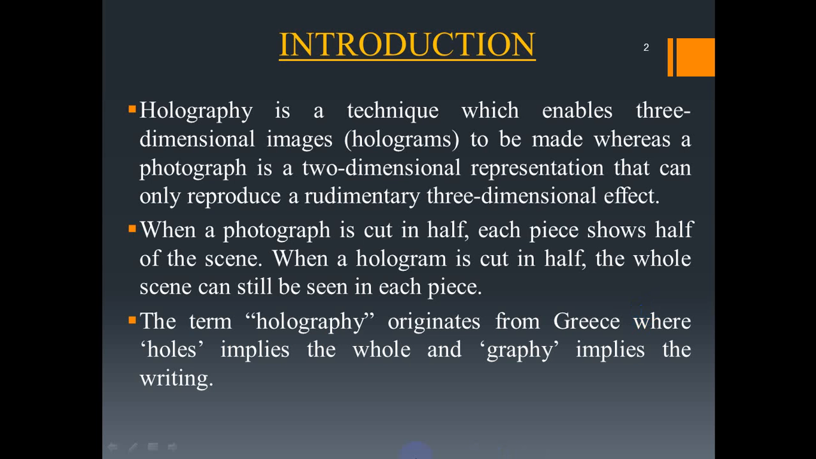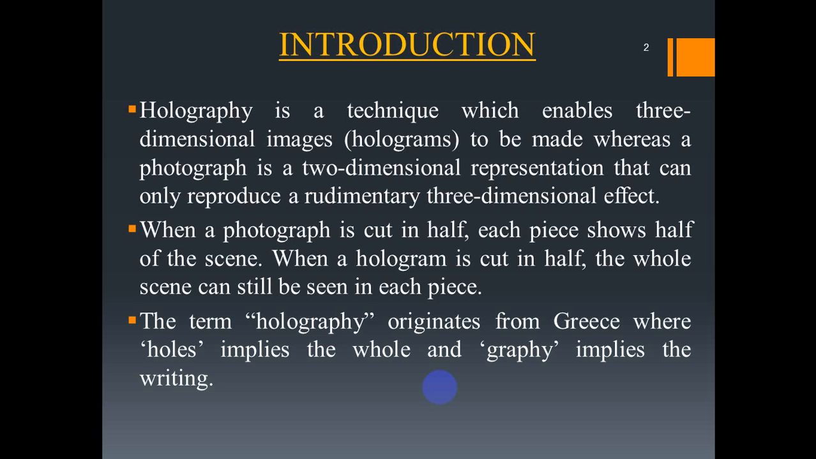A photograph is a two-dimensional representation that can only reproduce a rudimentary three-dimensional effect, whereas a hologram adds many more depth perception cues that were present in the original scene. These cues are then recognized by the human brain and translated into the same perception of a three-dimensional image as when the original scene might have been viewed.